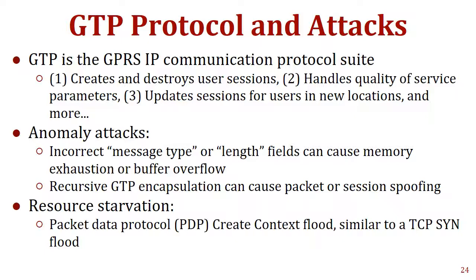Attackers can also launch anomalous attacks. For example, they can give incorrect message type or length fields to cause memory exhaustion or buffer overflow. Sometimes the code is also written in a not very secure way, so that when incorrect message type or length fields are input into the system, it might crash or even have a buffer overflow. And also the recursive GTP encapsulation can cause packet or session spoofing.